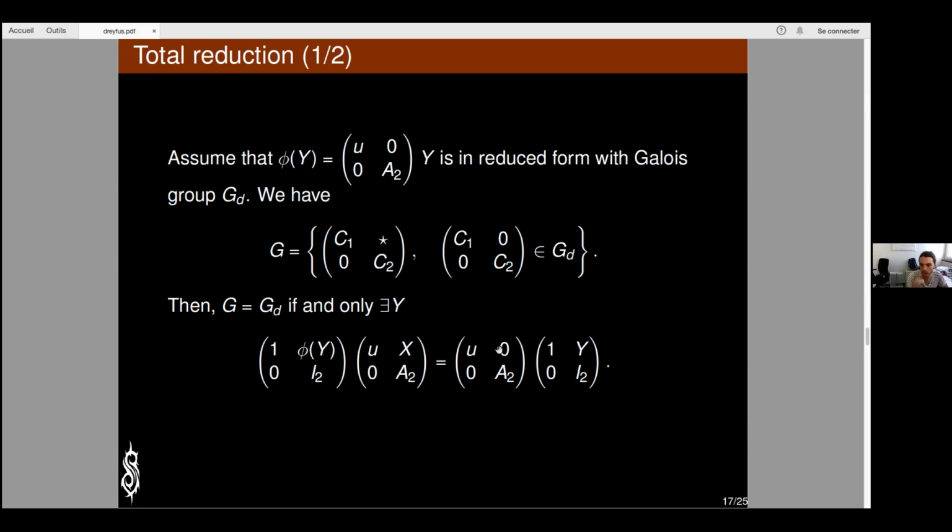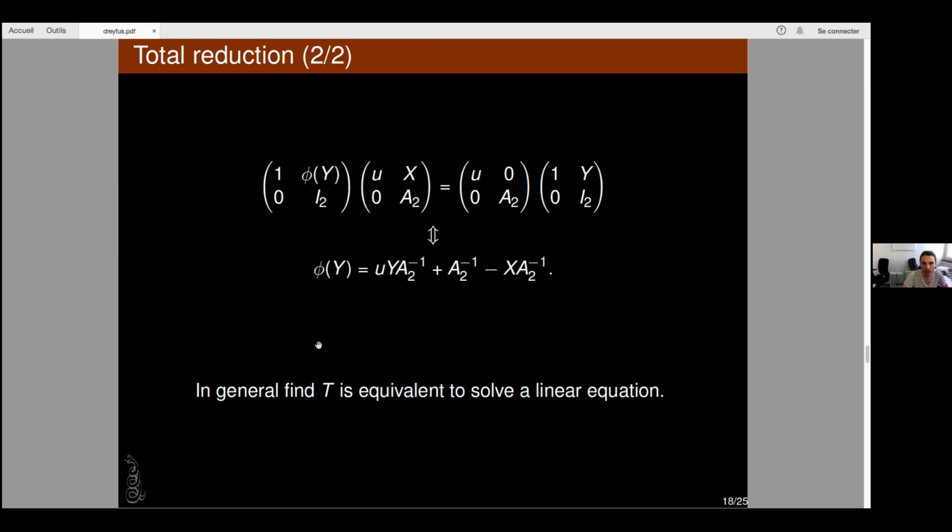So you have no choice. You have to put 0 and 0. And now I just have to solve this equation. You know X. X was the vector (1, 0). You know X, you know A2, you know U, and you are looking for Y. You are looking for Y in K. And if you write the equation on the upper right part, you find that Y is a solution of the following equation. So finding this T is just equivalent to solving a phi equation in coefficients in K.